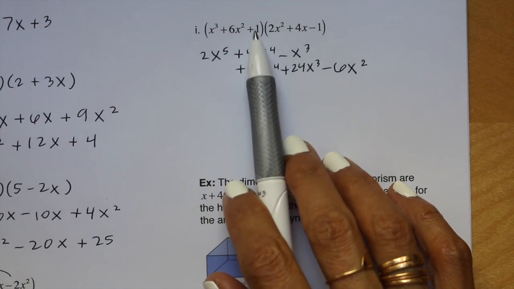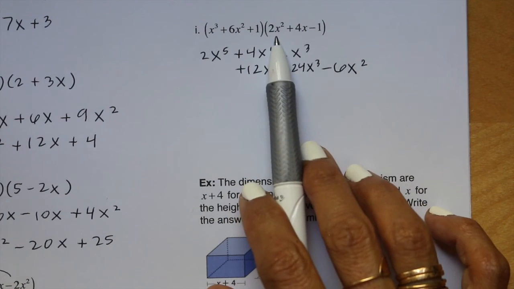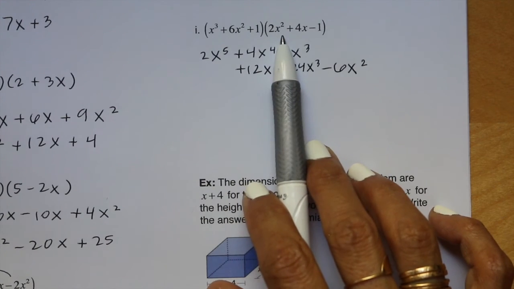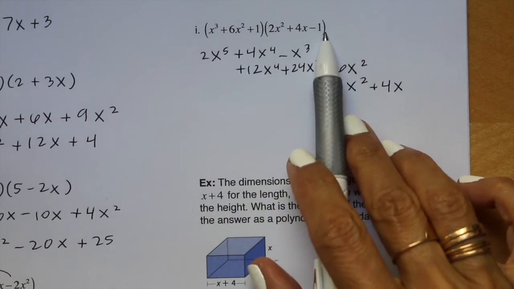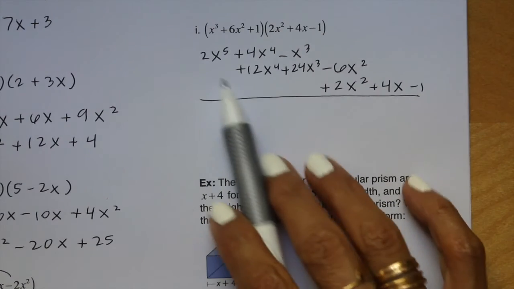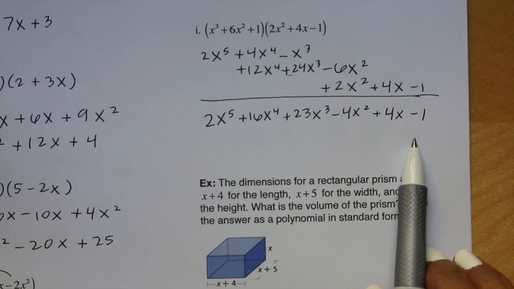Finally, we're on the 1. Take the 1, distribute it to all three terms, and line them up. So 1 times 2x squared makes 2x squared. 1 times 4x is just 4x. And 1 times negative 1 makes negative 1. Now we're going to combine like terms. And finally, here's our final answer.